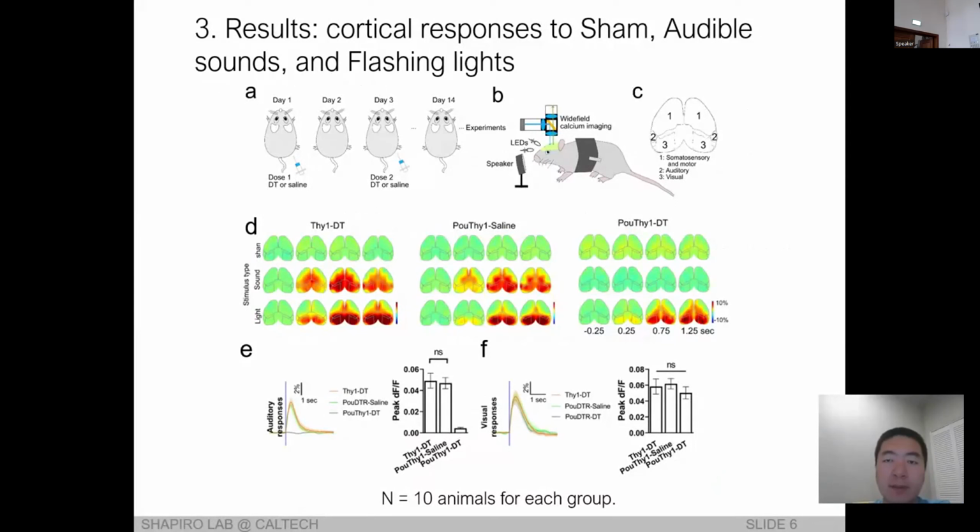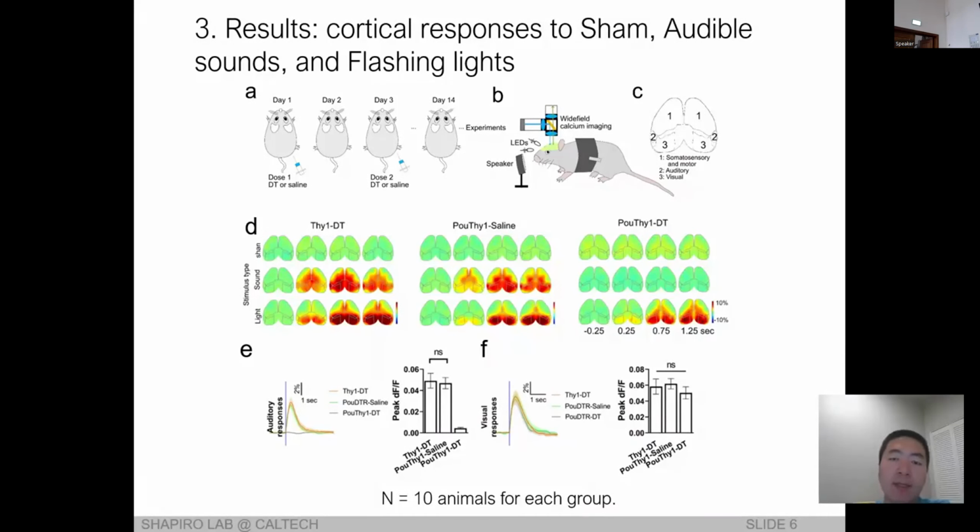To confirm the double transgenic mice are truly deafened after the administration of diphtheria toxin, we examined the cortical responses to sham, sound, and flashing LED lights in head-fixed, fully awake mice. There were 3 groups of mice being investigated, which were C1-DT, the C1 GCaMP mice injected with diphtheria toxin, Pou-C1 saline, the double transgenic mice injected with saline, and Pou-C1-DT, double transgenic mice injected with diphtheria toxin.